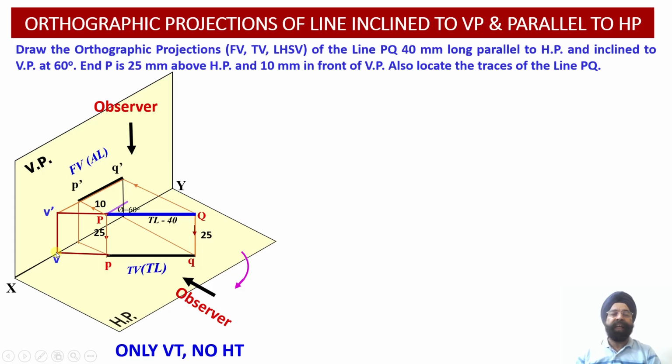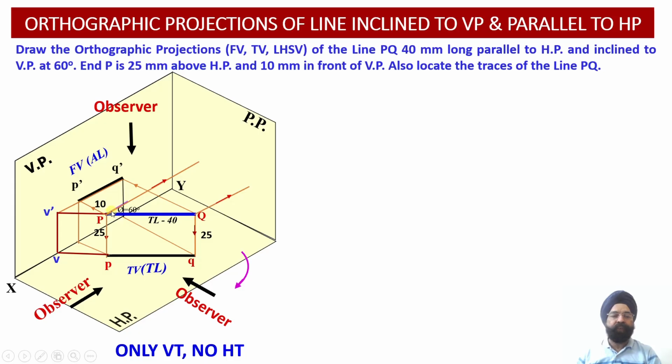Now we are required to obtain the side view projections of this particular line PQ. So the left side view of this particular line has to be obtained. The observer will now be looking at this particular line from the left hand side. So the projections corresponding to these two points P and Q will be obtained onto the profile plane, which has been located on the right hand side.